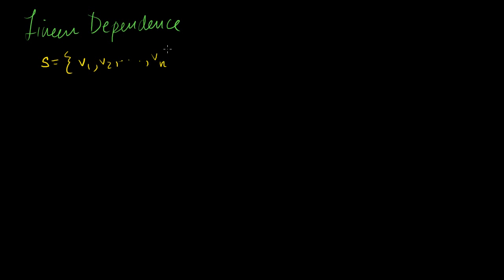I think by now we have a reasonable sense of what linear dependence means. So let's just do a slightly more formal definition of linear dependence. So we're going to say that a set of vectors, let me just define my set of vectors. So let me call my set S of vectors v1, v2, all the way to vn.